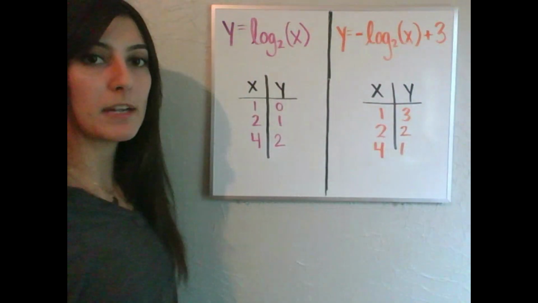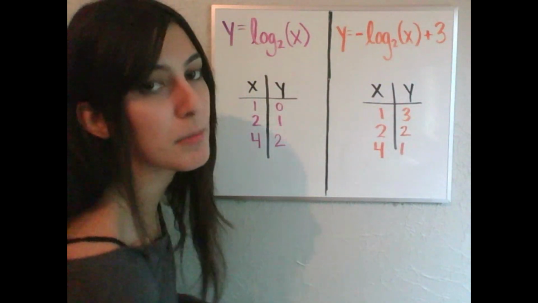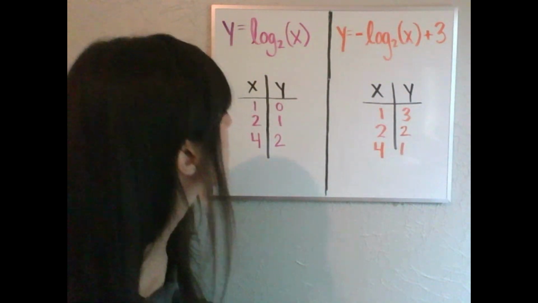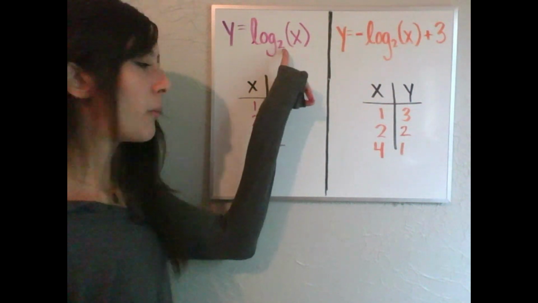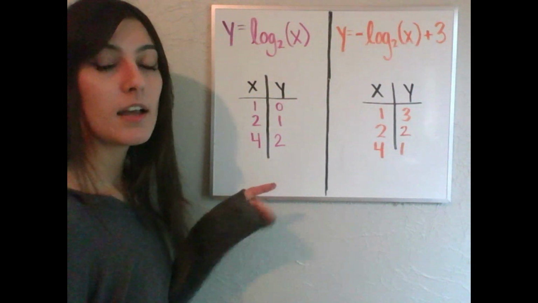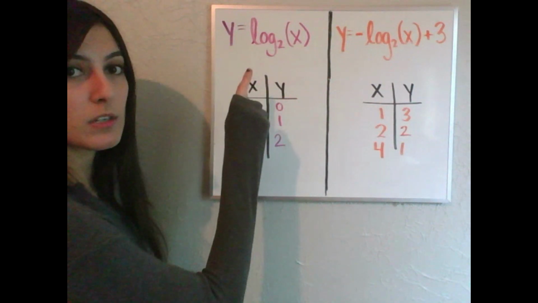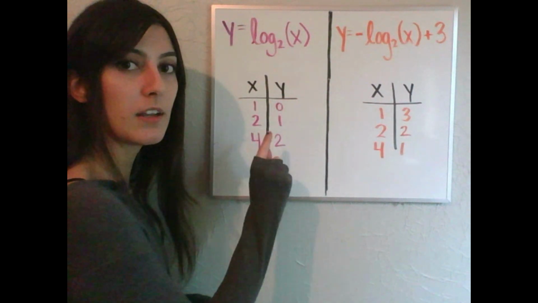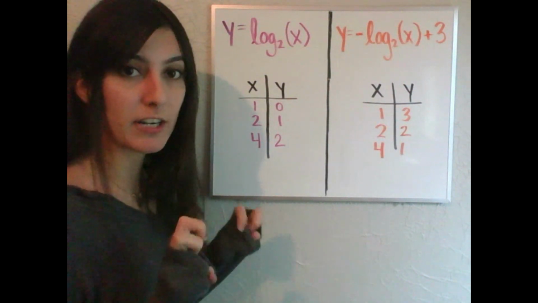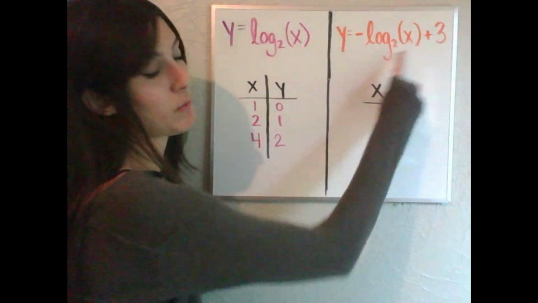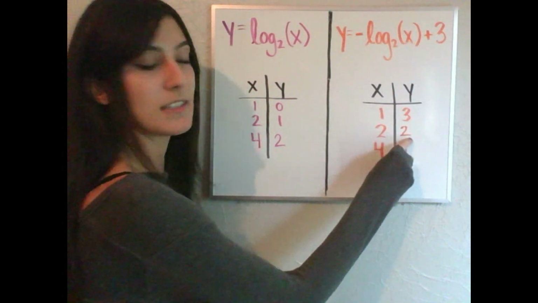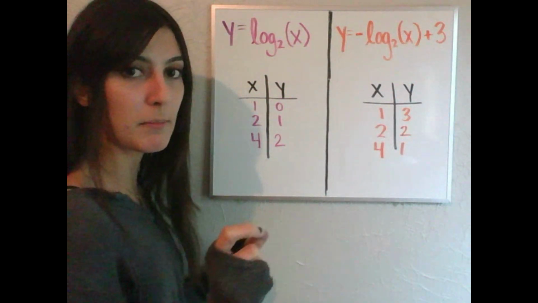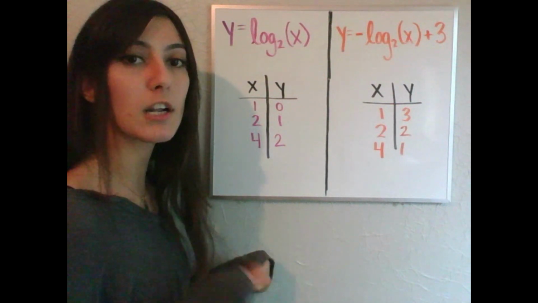And if you recall what I mentioned before we started this example, when we had a base of 10 in our parent function, one of our points was (10, 1). Now we have a base of 2, so one of our points was (2, 1). That only applies to our parent functions. As you can see with the transformation, if there's any transformation taking place, it doesn't apply. So keep that in mind, and let's continue to our third example.